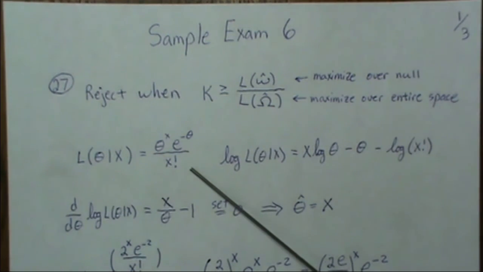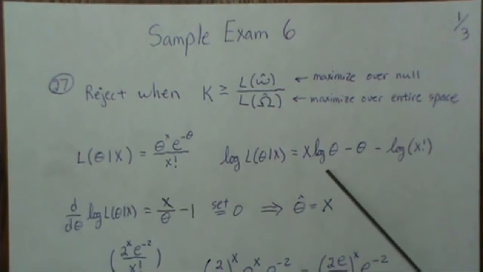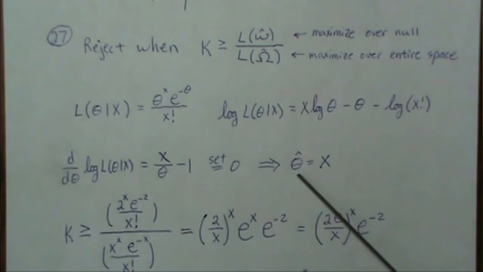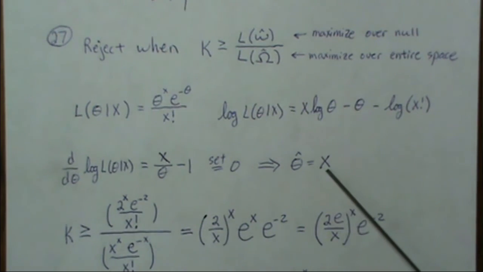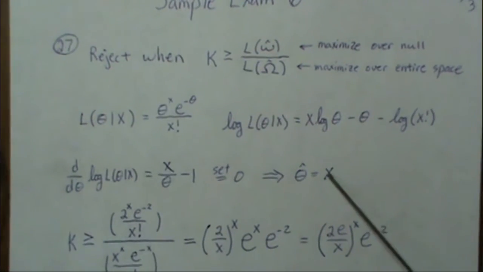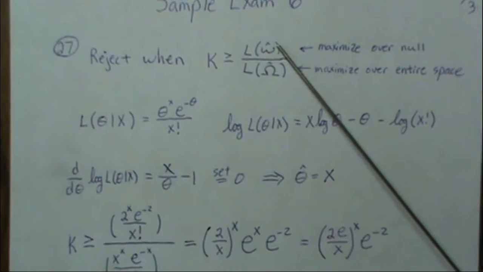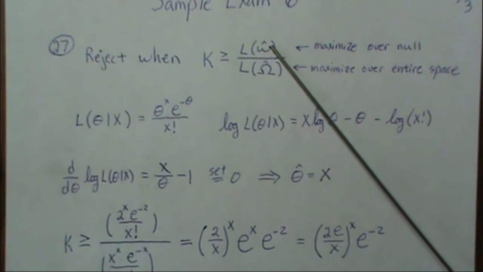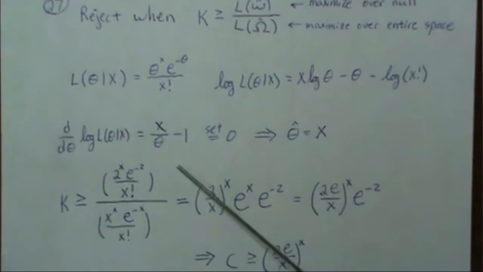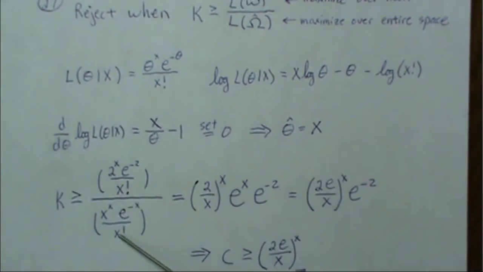and we're given a single observation, and so now we take the log of it, and we get this, take the derivative. That implies that our maximum likelihood estimator of theta is 2, and that is going to be for the bottom. Now the top, the null is a simple hypothesis, so we just plug in that value. It's maximized at that value, which is 2. So we plug in 2 to our theta, and here we plug in x.